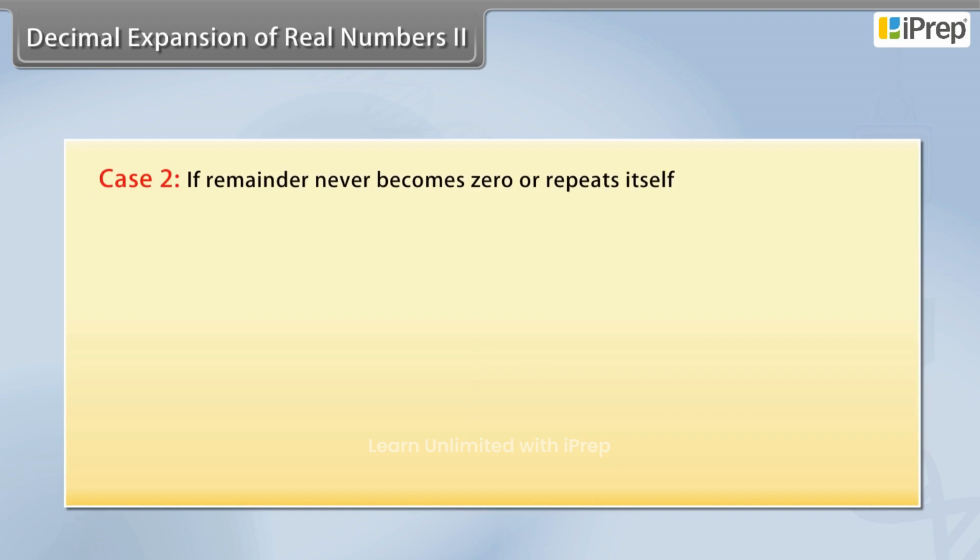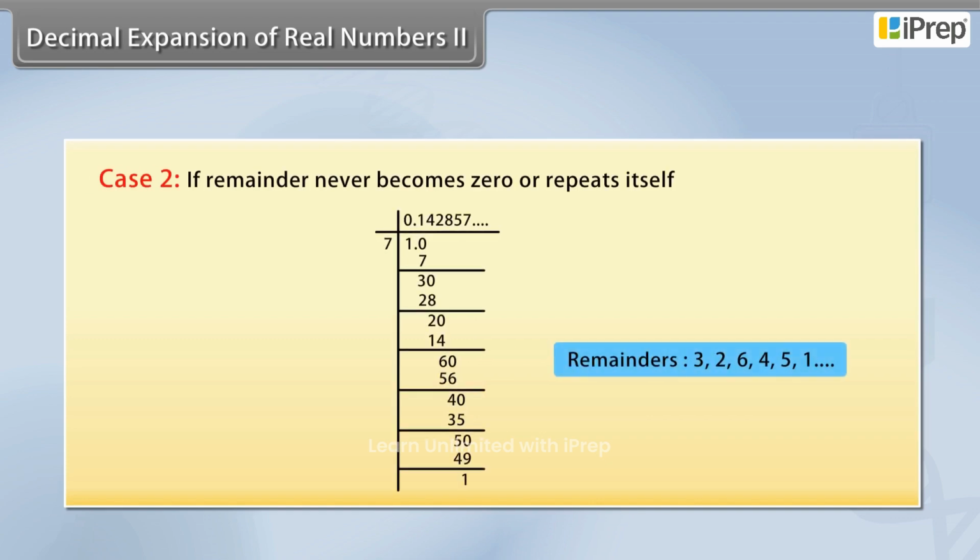Case 2 is, if the remainder never becomes 0 and repeats itself, then the decimal expansion of such numbers is non-terminating recurring.